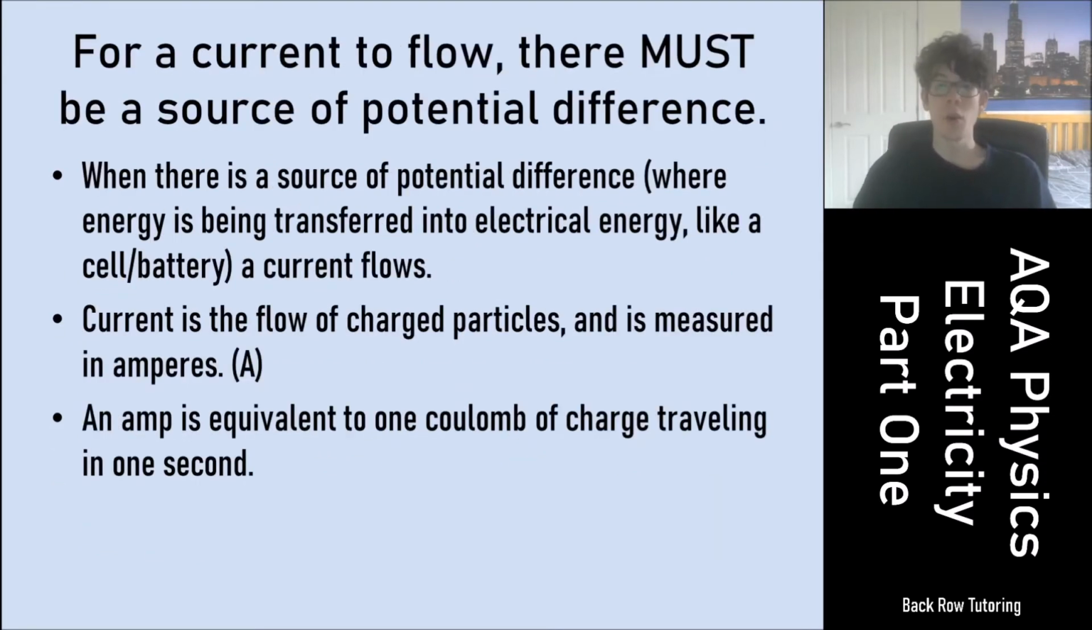For a current to flow, there must be a source of potential difference. When there is a source of potential difference where energy is being transferred into electrical energy, like a cell or battery, a current flows. Current is the flow of charged particles and is measured in amps or amperes, given the symbol A. An amp is equivalent to 1 coulomb of charge travelling in 1 second. So that's the definition of the unit amp.